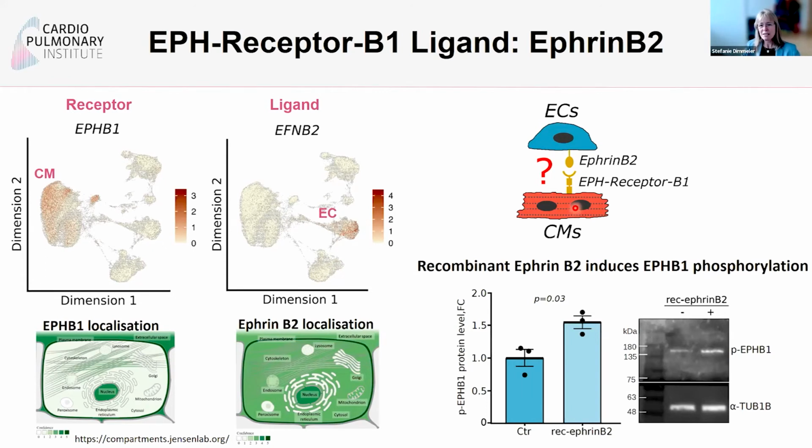To test whether this is indeed the case, and since Ephrin receptor B1 has not been studied in cardiomyocytes so far, we added recombinant EFNB2 and looked whether the phosphorylation of the receptor is active. And this is indeed the case. You see here an induction of phosphorylation by recombinant EFNB2, suggesting that there might be a crosstalk.